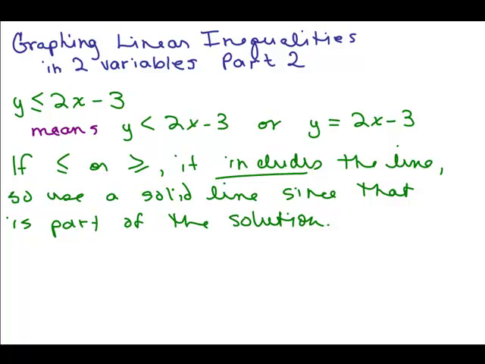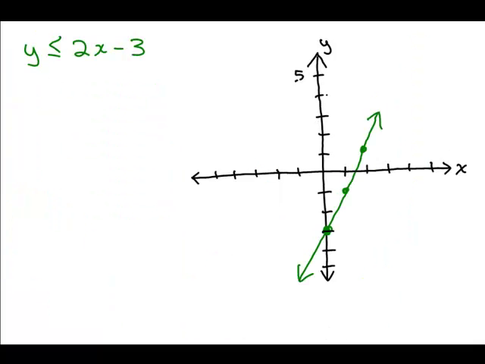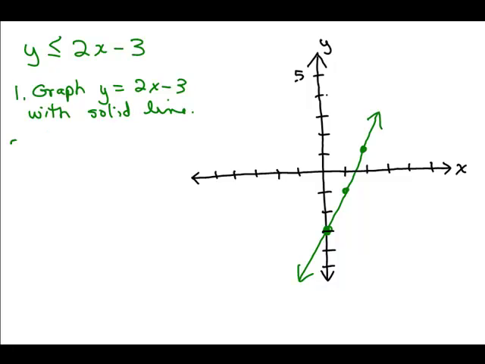So let's look at how we did it in the previous problem. This is y is less than 2x minus 3. The only difference is this line here would now be solid as opposed to a dotted line, because now it's part of the solution. All right, so here's the problem. Y is less than or equal to 2x minus 3. Step 1 would just be to graph y equals 2x minus 3 with a solid line, which I've shown over here on the right. Second part would be, again, to try to find which side of the line gets shaded.